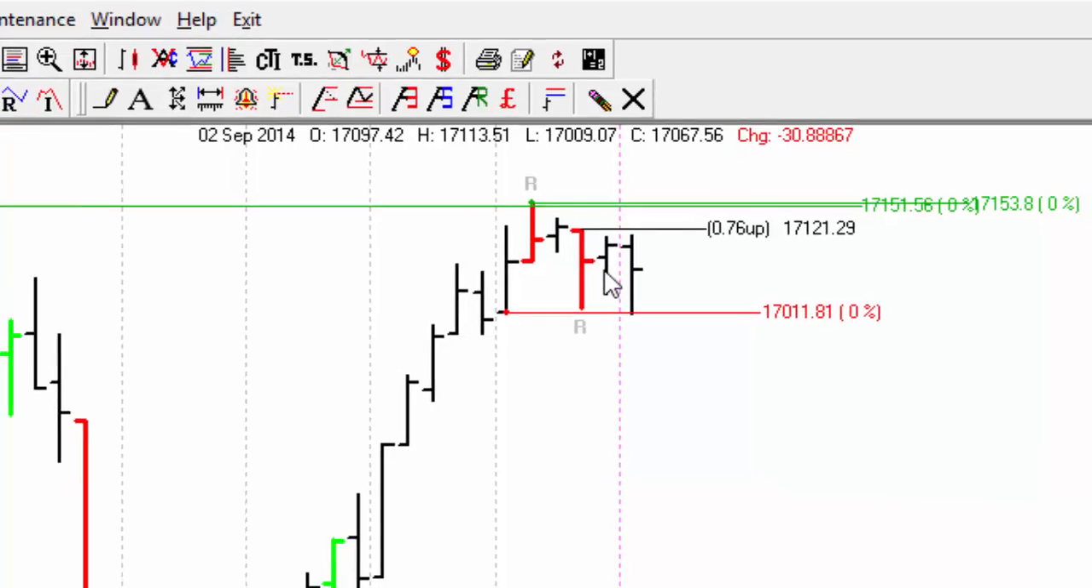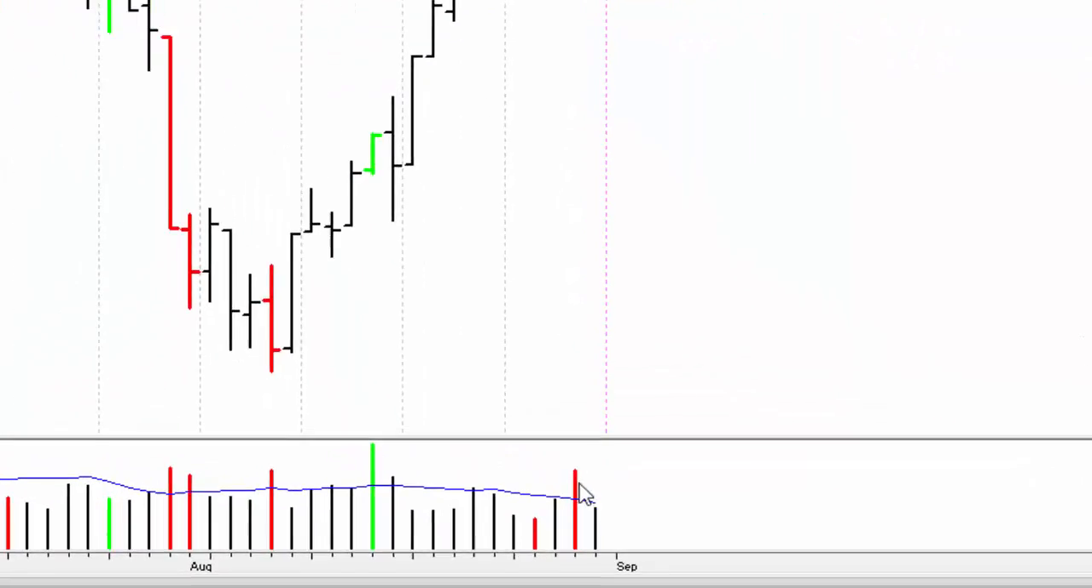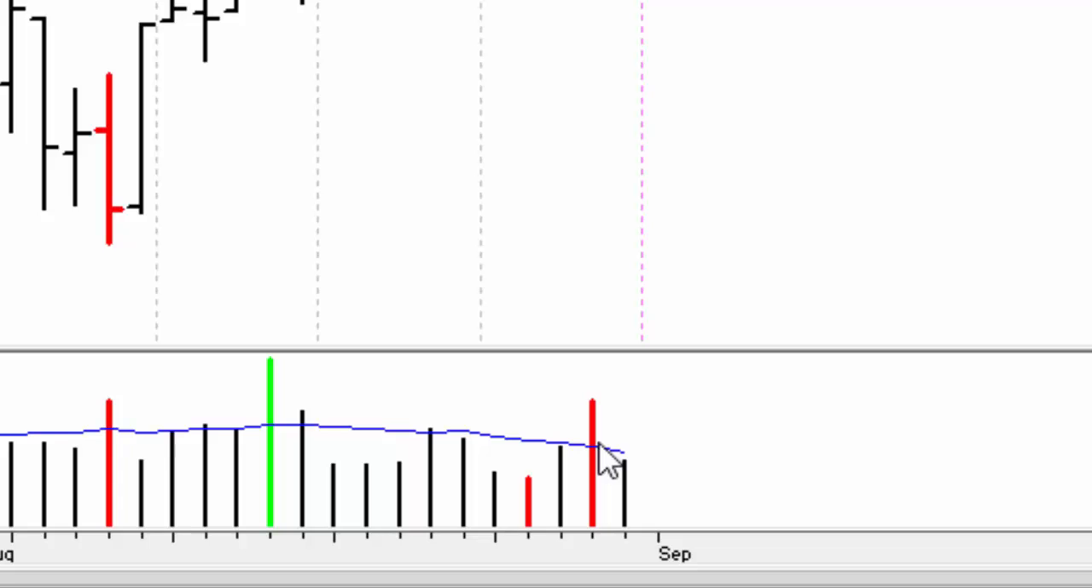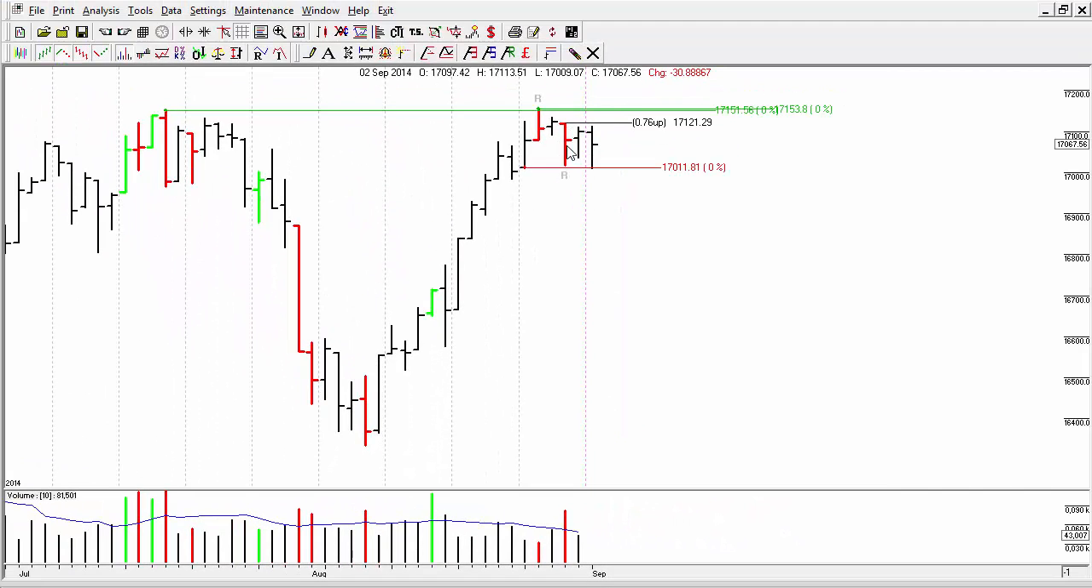But it keeps being bought back off the lows. Notice the volume here as well. We've got some selling and indecision in the market here at this time. The selling came in, and then it was bought back by the pros there.